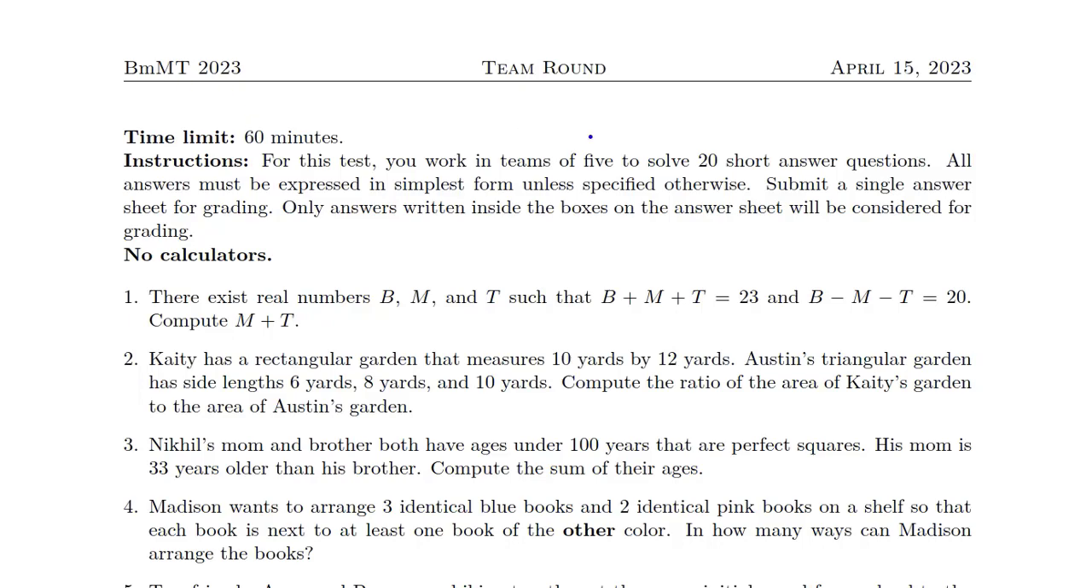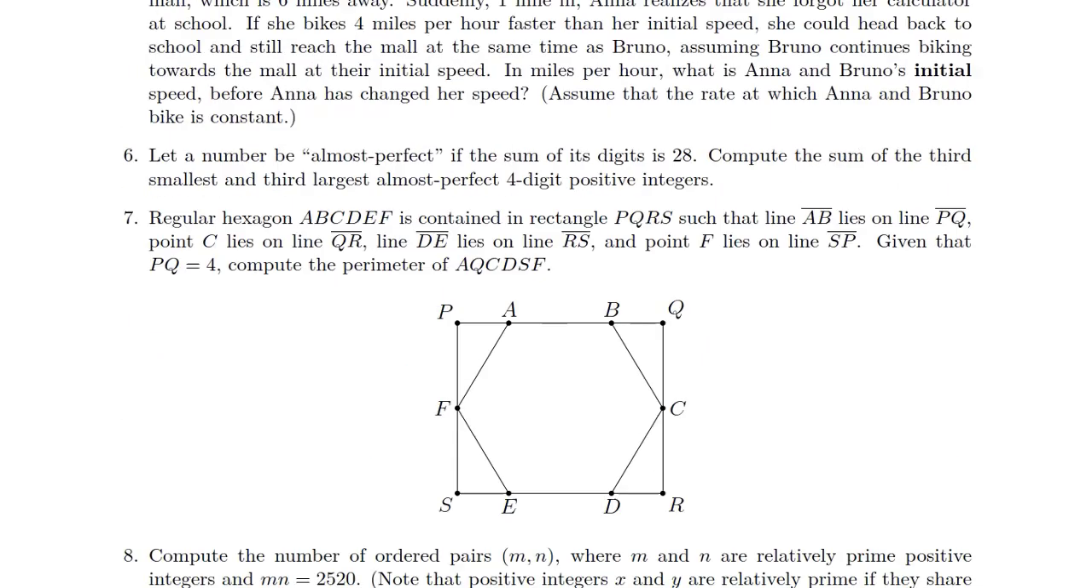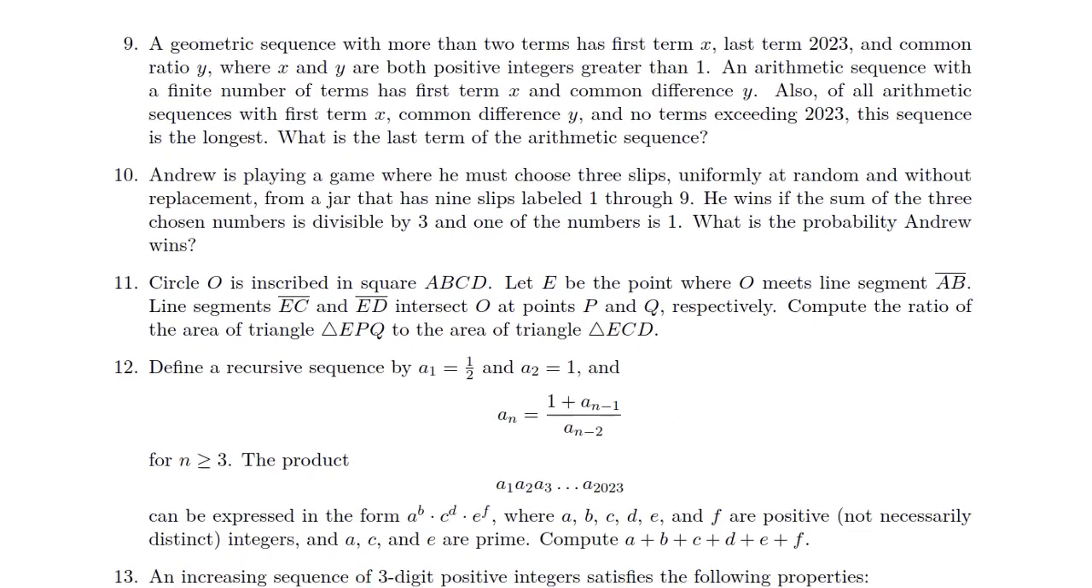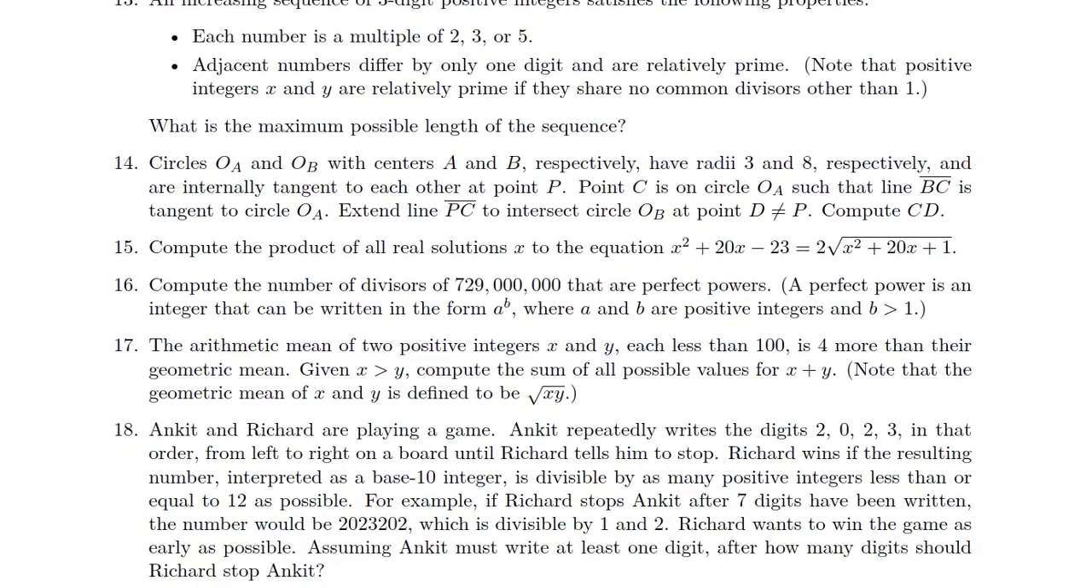BmMT 2023 team round. Let's solve, for example, between these problems, problem 15. This is: compute the product of all real solutions x to the equation x squared plus 20x minus 23 equals 2 times the square root of x squared plus 20x plus 1.